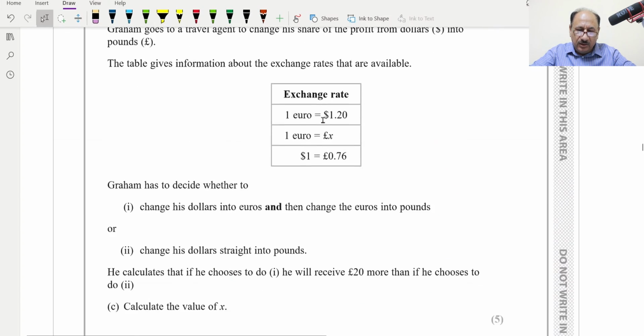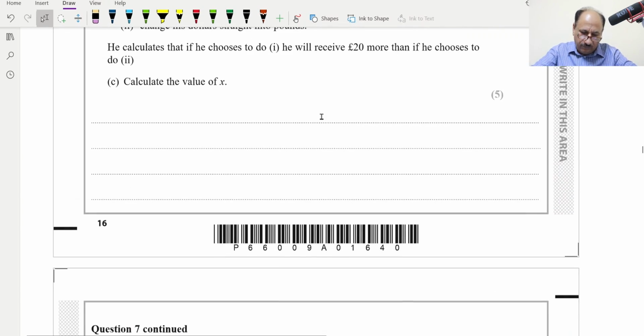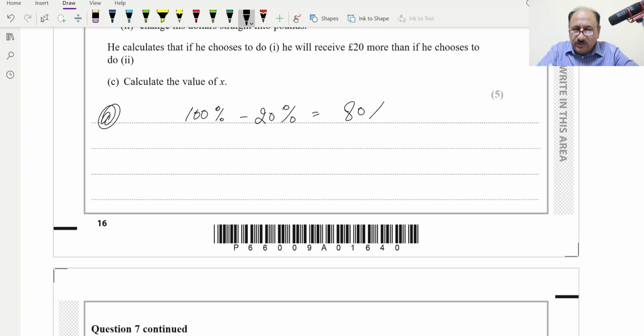Basically 100% was the original profit, so we can write for part A, 100% was the original profit. Out of 100%, 20% was taken by Lillian, and what remained was 80%. Now this 80% is divided according to their share.